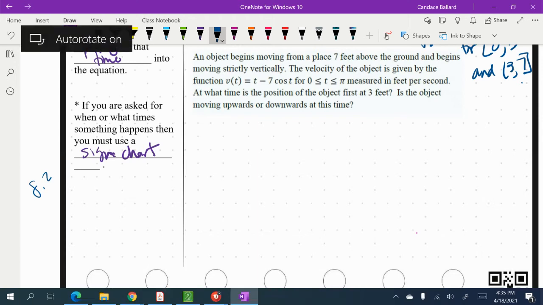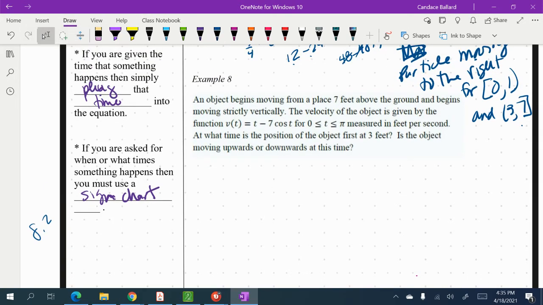In this video, we're going to continue topic 8.2, and we're going to be looking at example 8. So we have an object that begins from a place 7 feet above the ground, beginning moving strictly vertically. So right there, that is an initial condition.